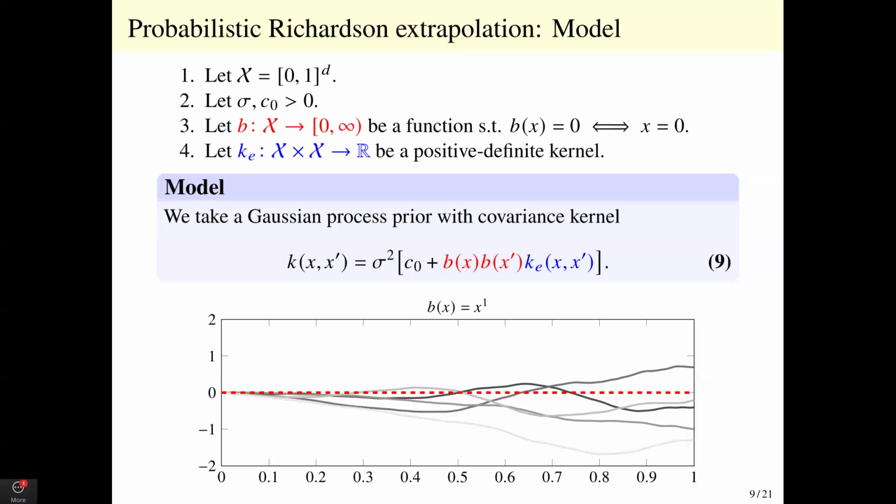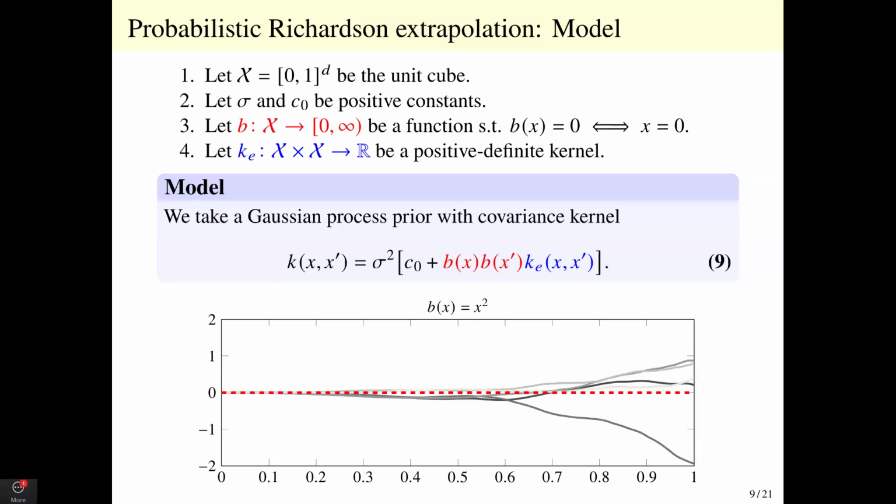But the point of this part is just to encode some kind of smoothness. So we can look at what happens here. This B encodes the rate of convergence. Here the rate of convergence is very slow, just linear, and here's a bunch of samples drawn from the corresponding GP. But now when I increase the rate of convergence, you see that the samples go to zero much faster. So that's the point of this function B here.